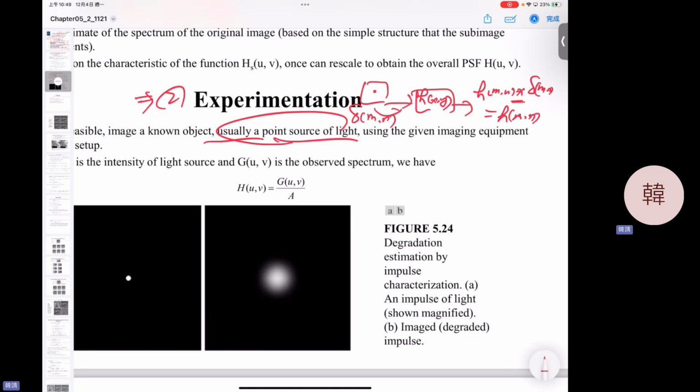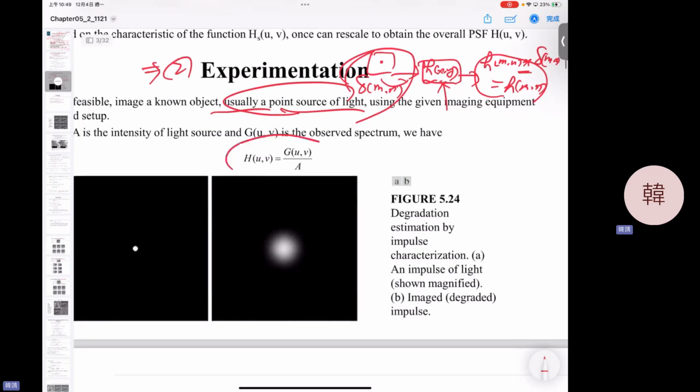So which means if you have an imaging system, just keep the light source in front of your imaging system, and then observe the result. The result is exactly your degradation model function. Okay, so that's the way. The only thing is you have this imaging system at hand, and you can do that experiment.